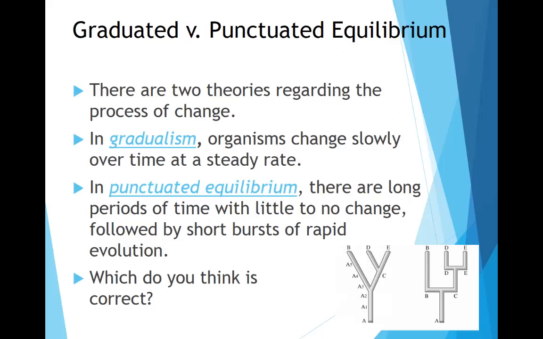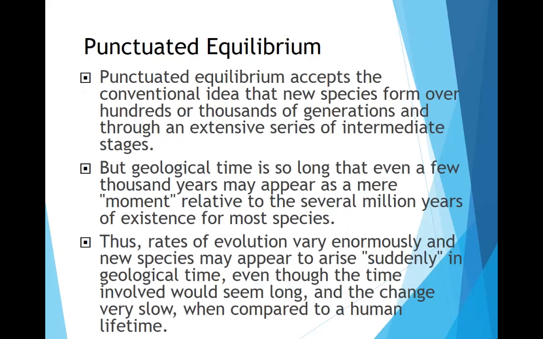Now, before you make your final decision, you may think you already have one in mind, but I want to throw this out at you. Now, punctuated equilibrium accepts the conventional idea that new species form over hundreds or thousands of generations and through extensive series of intermediate stages. But in geologic time, which is, remember, huge, we talked about deep time, it's so long that even a few thousand years appears to be just a blip or moment compared to what most species experience in terms of a lifespan.